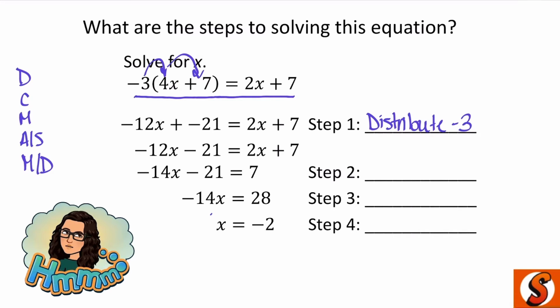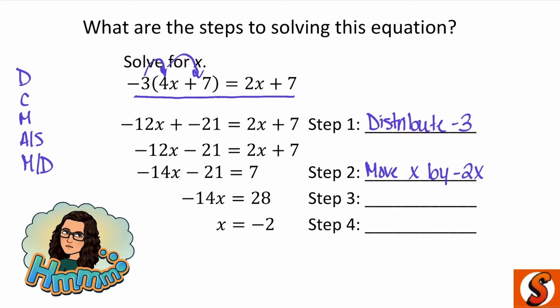Now we go from step 1 to step 2. I have -12x minus 21 equals 2x plus 7, and then I go to -14x minus 21 equals 7. So I've gone from having x on both sides of my problem to having an x on one side. What we did in step 2 is we moved x by subtracting 2x from both sides.